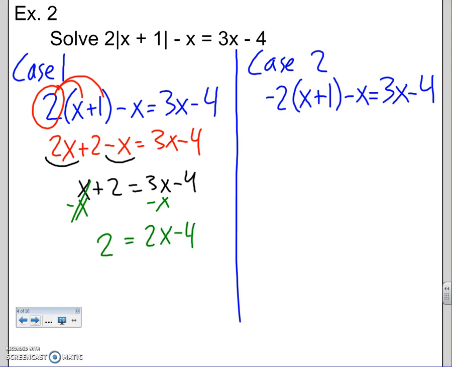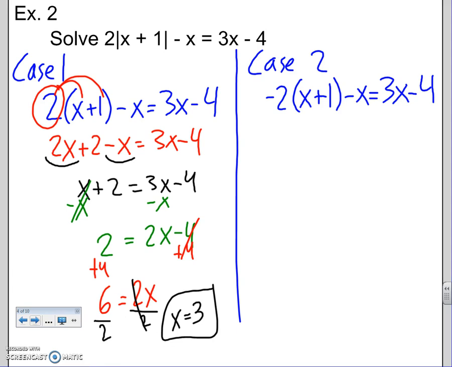Now that the letter is on one side, I'm going to add and subtract first, multiply and divide last. So I'm going to add 4 to both sides. That makes it 6 equals 2x. X is almost by itself. I divide last, so I'm going to divide by 2. Divide by 2. X equals 3.